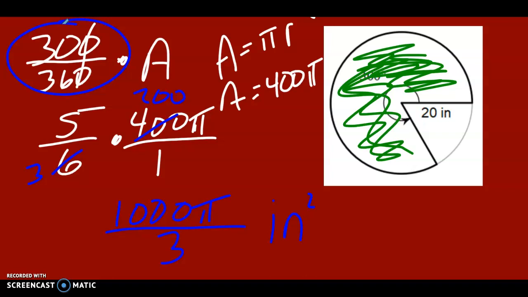So in order to find sector area, it's exactly like we did with arc length. Arc length was a fraction of the circumference. Area of a sector is a fraction of the whole circle. We can't find an area of this awkward sized shape on its own. We have to find what's the whole circle and what fraction of the circle is that and multiply them together.